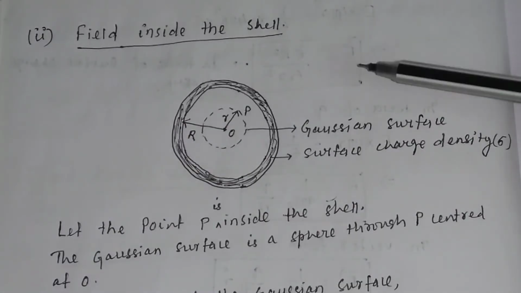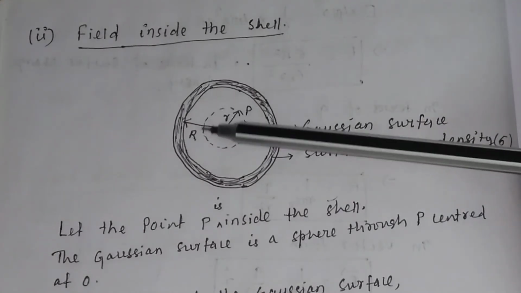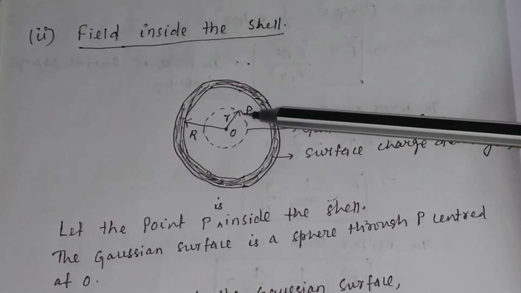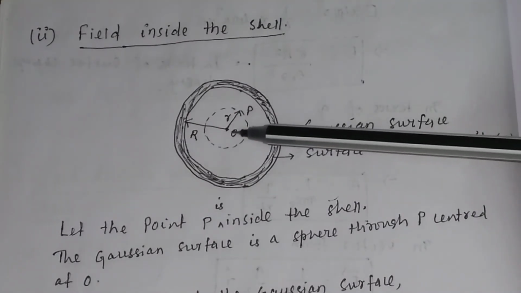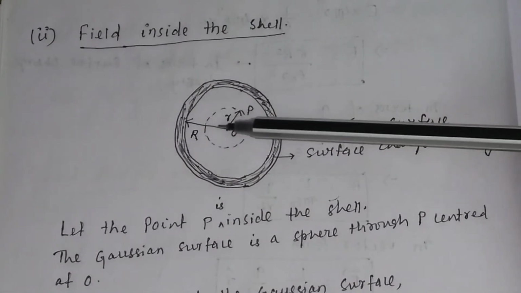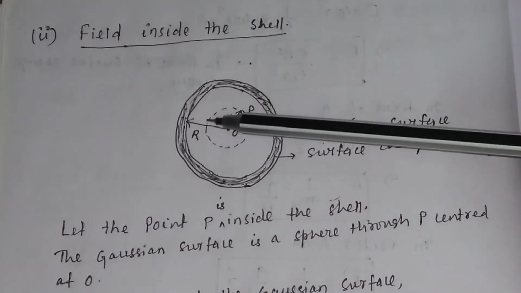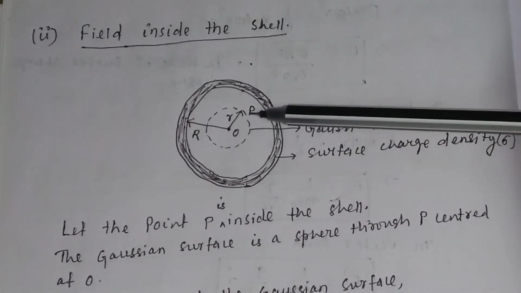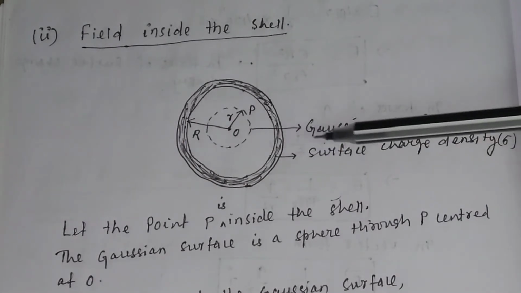Then let us find out the electric field for a point P which resides inside the spherical shell. So this is the point P which is situated at a distance r from the center O. The radius of the spherical shell is R. So you imagine a Gaussian surface of radius r, and the surface charge density of the shell is sigma.